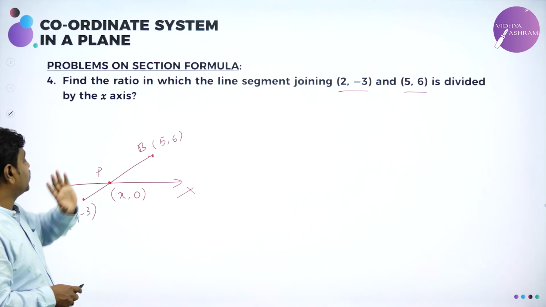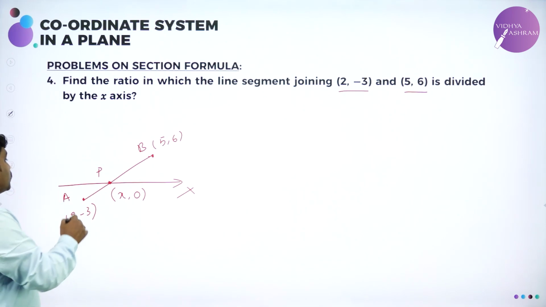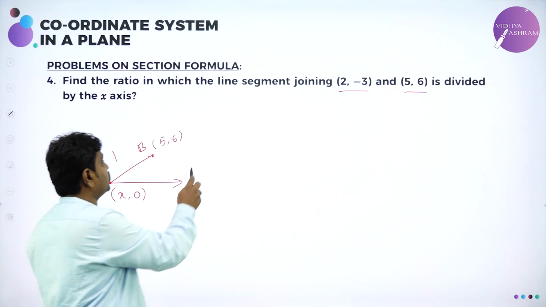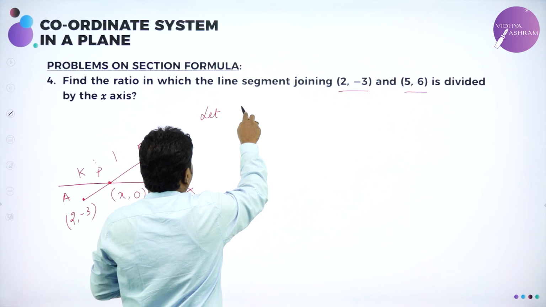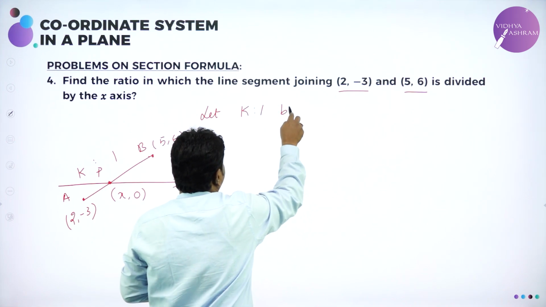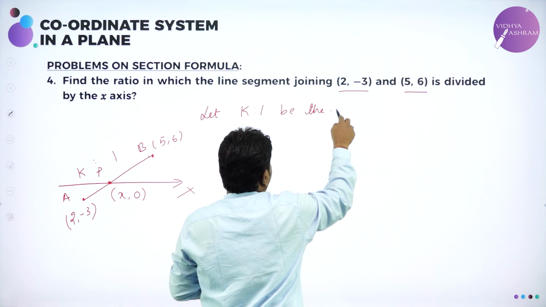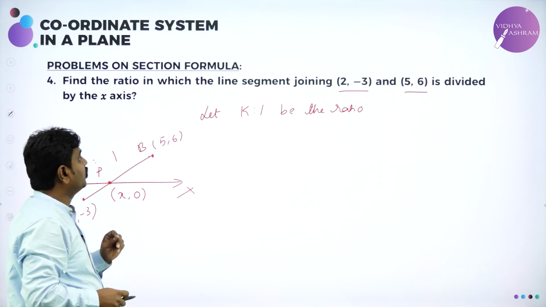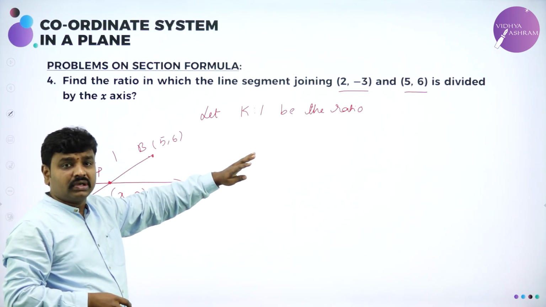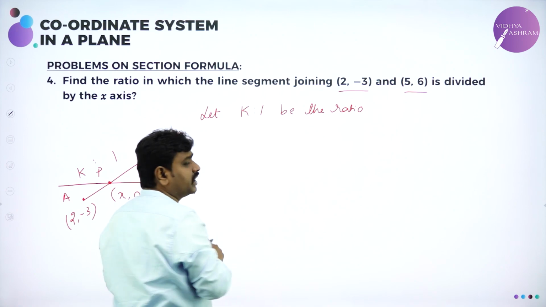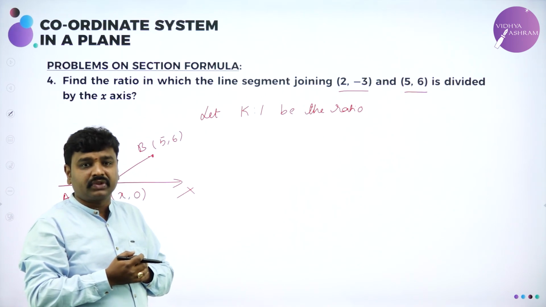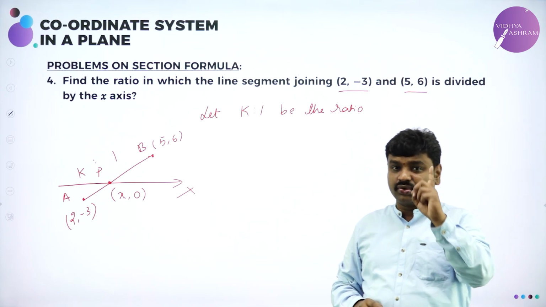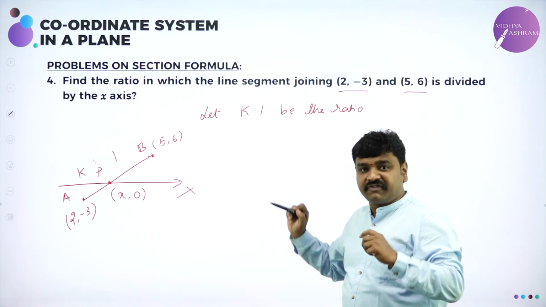They want you to find the ratio. If they ask you to find the ratio, assume the ratio as k:1. So the first step is assumption of ratio. So let k:1 be the ratio. Now the point of division is x, 0. If you find k by 1, which is the same as k, that is the ratio. So if they ask you to find the ratio, what is the first step? Assume the ratio is k:1 and find that k.